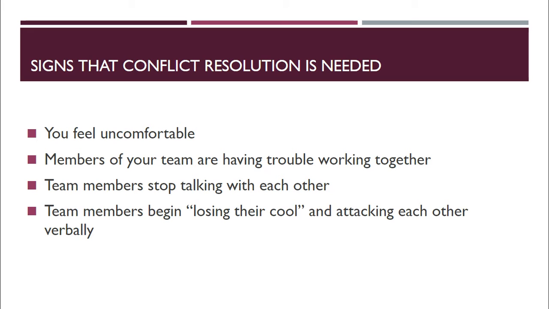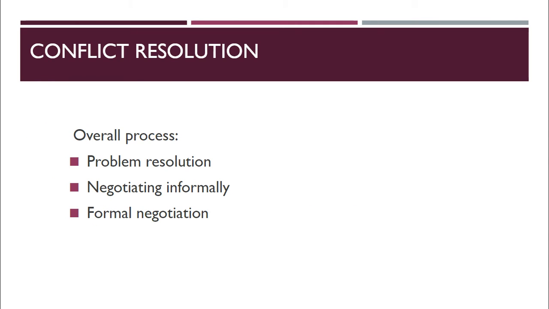And then here are some signs that conflict resolution is needed. If you go to page 120 of your book, it lists the signs that conflict resolution is needed. So if you're feeling uncomfortable, if members of your team are having trouble working together, if team members stop talking with each other, and if team members begin losing their cool and attacking each other verbally. So the overall process of conflict resolution includes problem resolution, negotiating informally, and then a formal negotiation.